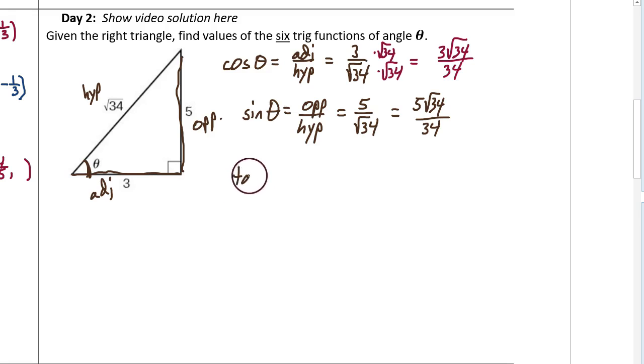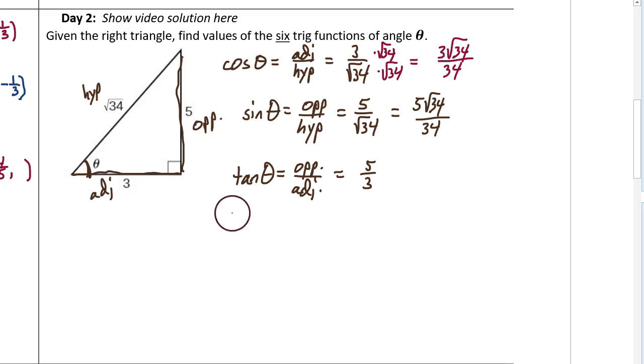Next, I like to figure out tangent. The tangent of an angle is the ratio created by taking the opposite side and dividing by the adjacent side. So this is 5 divided by 3. Now we figured out the 3 basic trig functions. Let's get the reciprocal functions next.